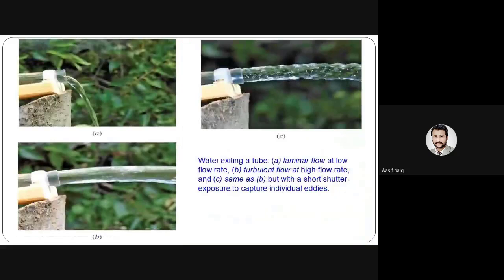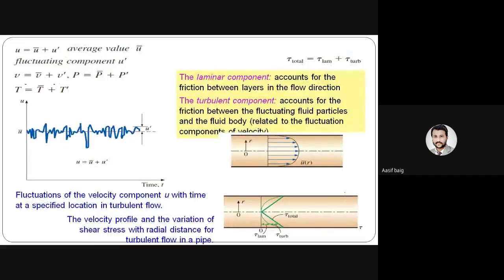Now from the figure we can see water exiting a tube. In A, laminar flow at low flow rate; in B, turbulent flow at high flow rate; and C, same as B but with a short shutter exposure to capture individual eddies. So here is the equation for the velocity.